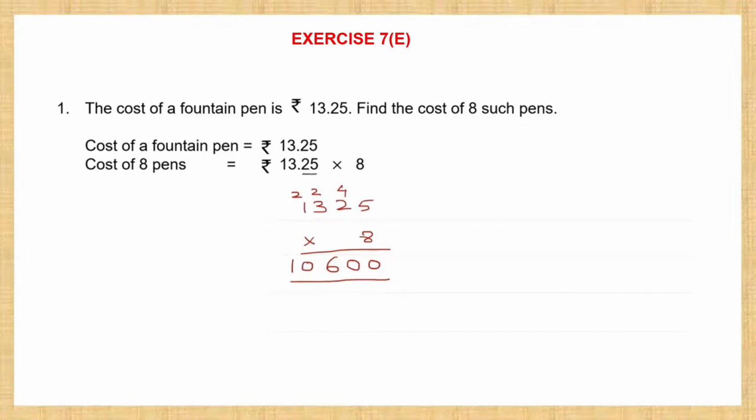There are 2 decimal places. That means my answer also should have 2 decimal places. Now this is a whole number, 10,600, and it is understood for a whole number the point is after the number. So if I have to have 2 decimal places in my answer, the point has to move 2 places to the left. So 1 and 2, and I put my point there.